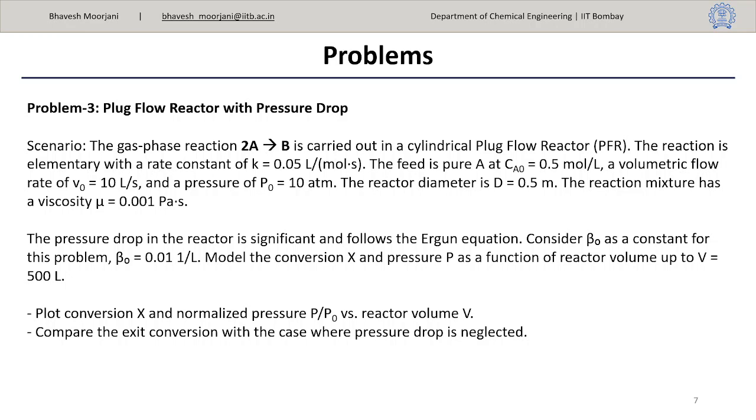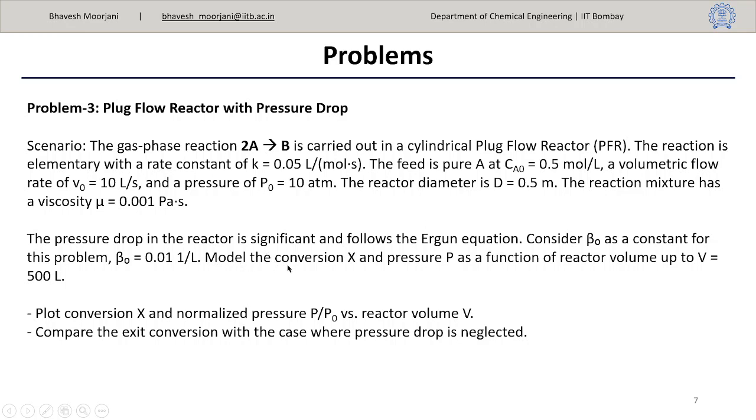The volumetric flow rate of the feed is given. Initial pressure P0 is given. Reactor diameter is also provided. The reaction mixture viscosity is also given. The pressure drop in the reactor is significant and follows the Ergun equation. I will come to that part also. What is this Ergun equation? Consider beta 0 as a constant for this problem, which is also part of this equation.